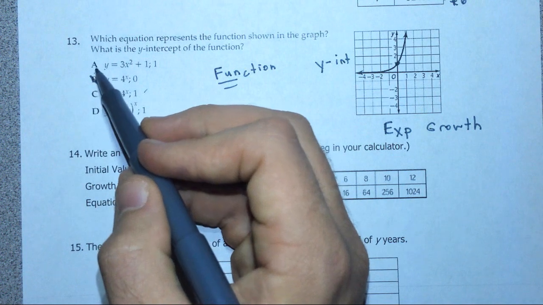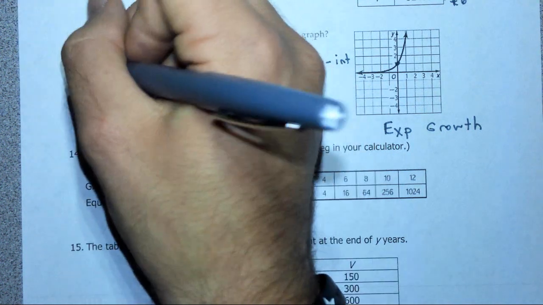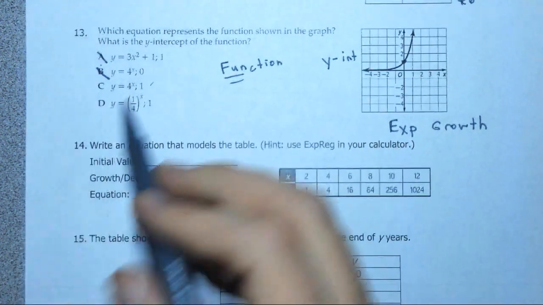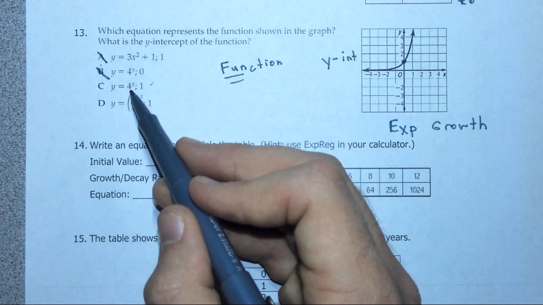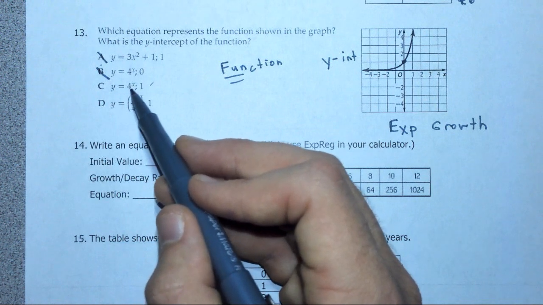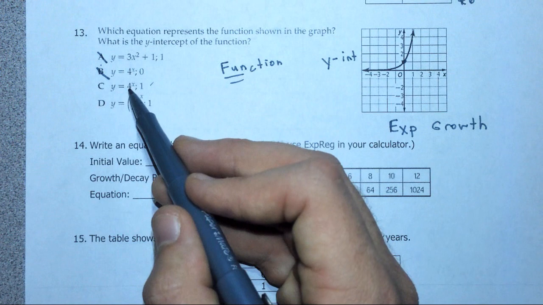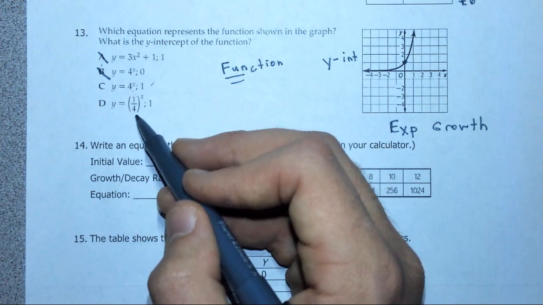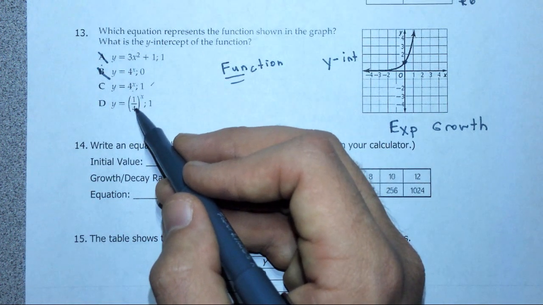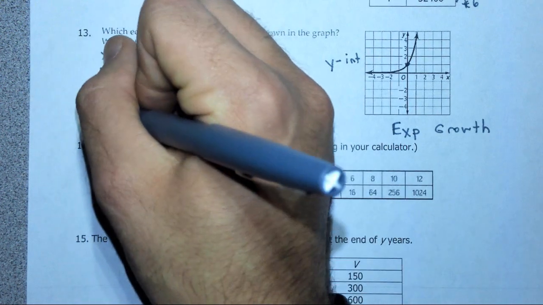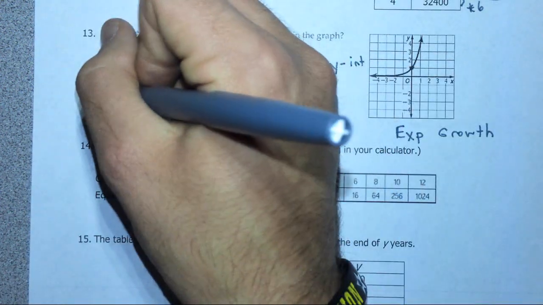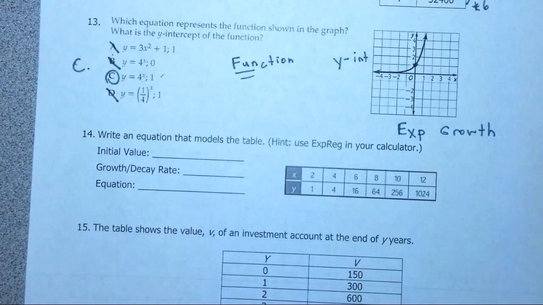Alright, well this one, that's not an exponential function, that's quadratic, so I know it's not that. This is exponential, and it's growth because my b value is bigger than 1, 4 is bigger than 1, so maybe. This one, it's exponential, but my b value is less than 1, it's a fraction, so this is actually decay, and I wanted growth. So this one is C.